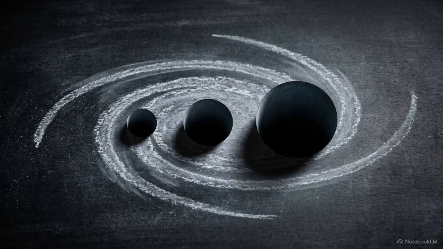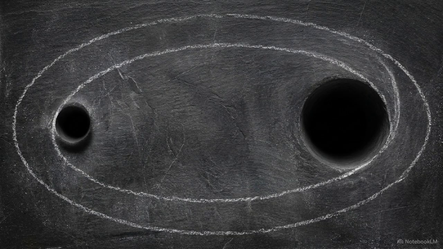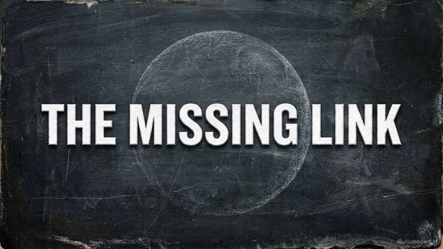Mapping the transition from stellar remnants to supermassive anchors is essential for understanding galaxy evolution. We need to identify the population that bridges this vast gap in our data. That intermediate population is the intermediate mass black hole.